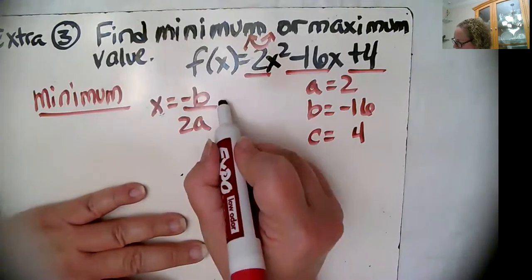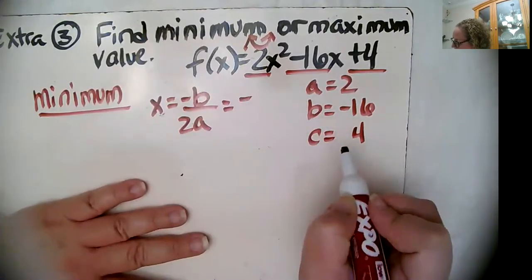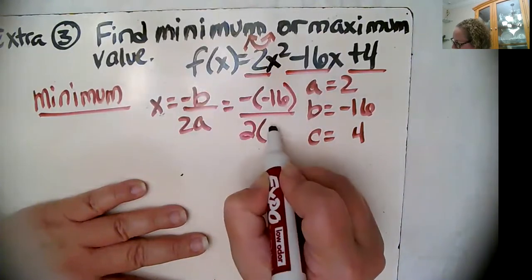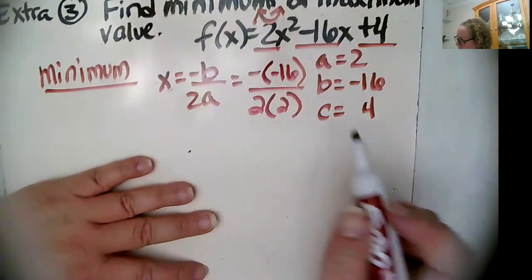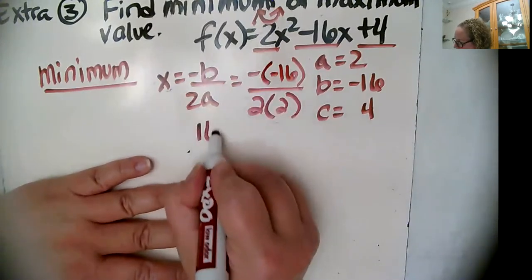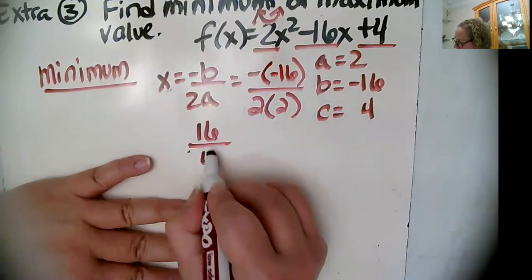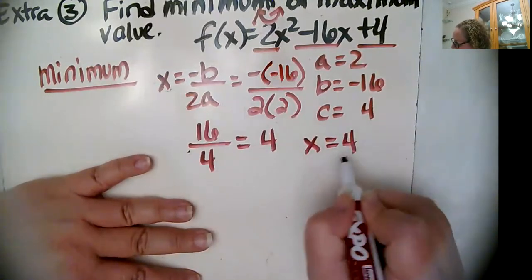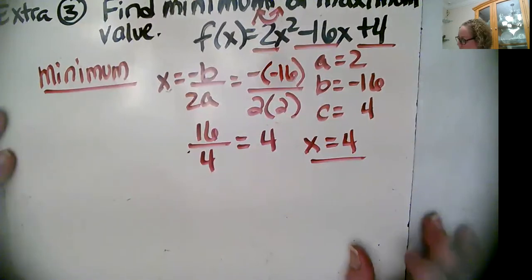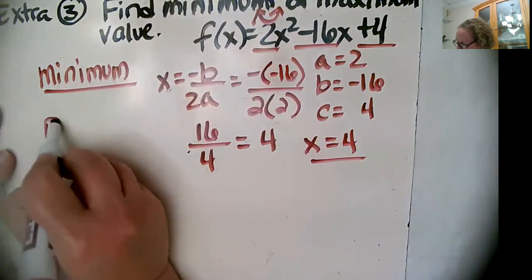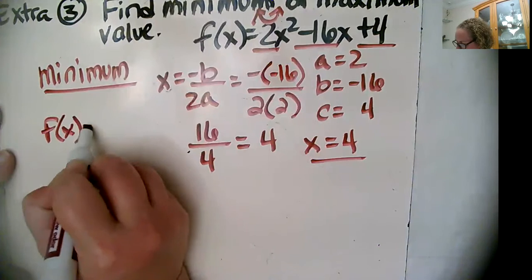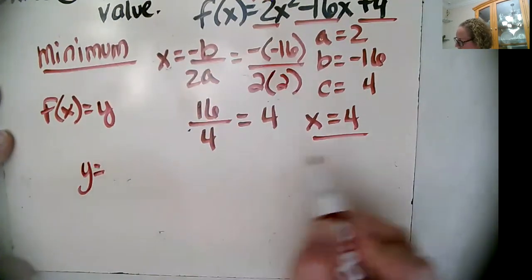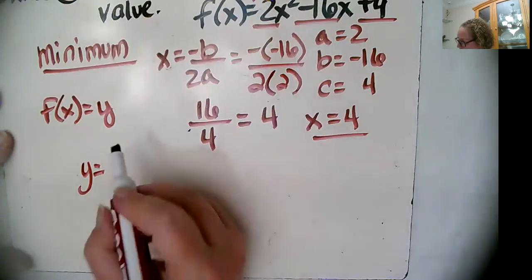And take our values and plug it in. Negative because of the formula, b is negative 16 over 2 times a. A negative and a negative gives us a positive. 2 times 2 is 4. And then that simplifies to 4. So we have our first part. x equals 4. Foxy, f of x equals y. So we have y equals, replace the value of x with what we found.